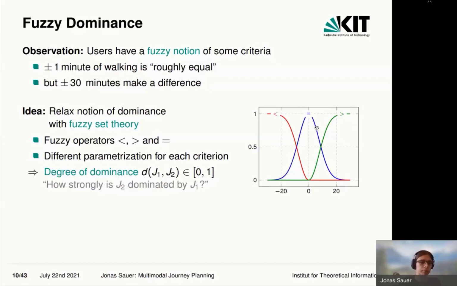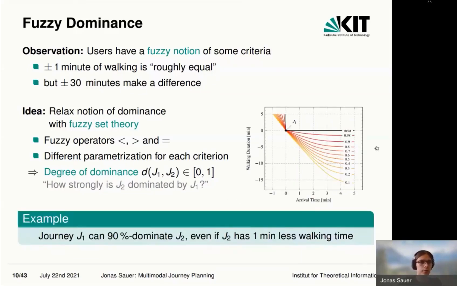And if we have multiple criteria, we need to combine these operators for all the criteria. I won't show you the details now, but here's an example of what it looks like for the two criteria, arrival time and walking duration. So we have one solution over here, and the axes show the differences for other solutions compared to this one. So this one is at 0, 0. And if we look at strict Pareto domination, then everything that is above and to the right of this journey would be dominated, whereas everything outside of that region isn't dominated.